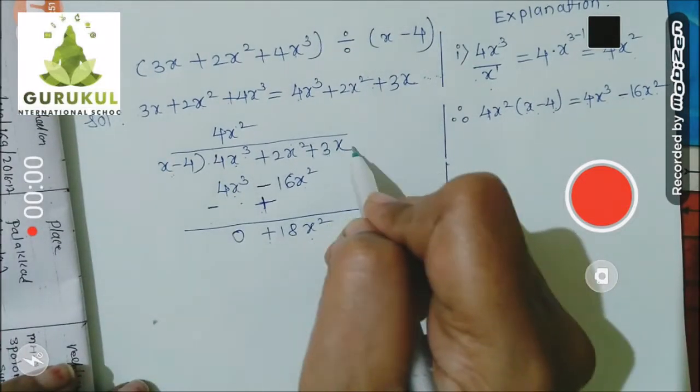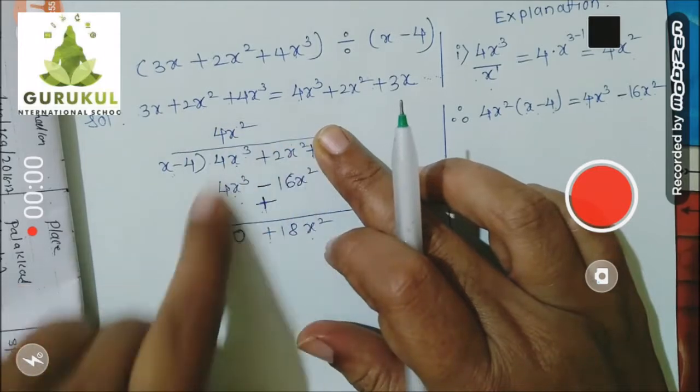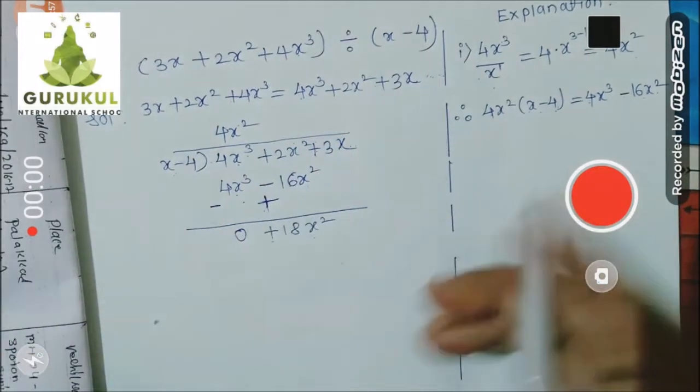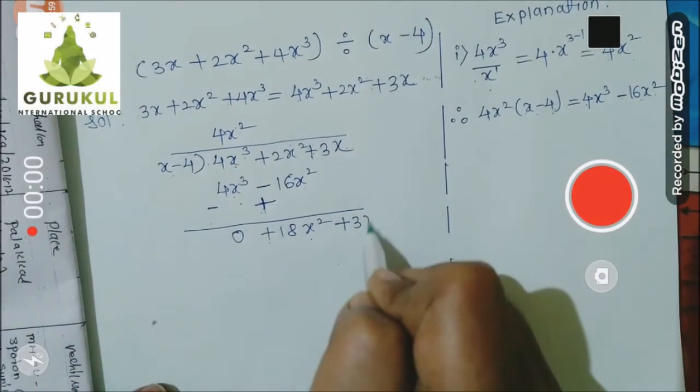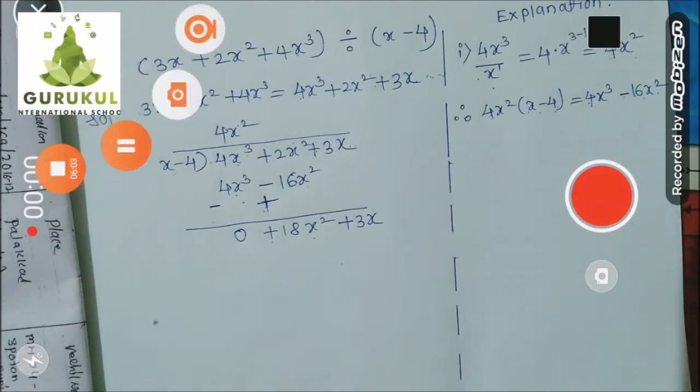Now which part is not divided yet? Plus 3x is not divided yet. These two terms we divided. This was left, so put it down. And then we will proceed for the second step in the next video.